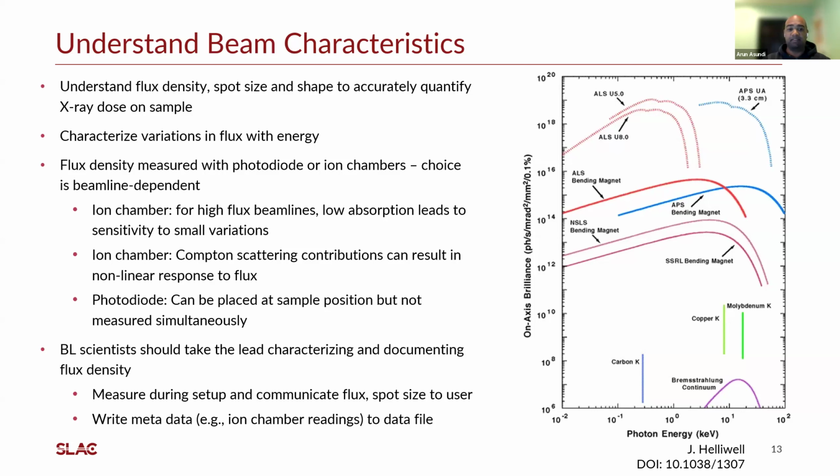We suggest that the beamline scientists communicate these few key metrics to the user so the user can easily understand and include that in their notes. We also suggest including metadata like ion chamber readings into the data files automatically. And then this can be compiled at a later date to assess changes in the flux density over longer time periods.